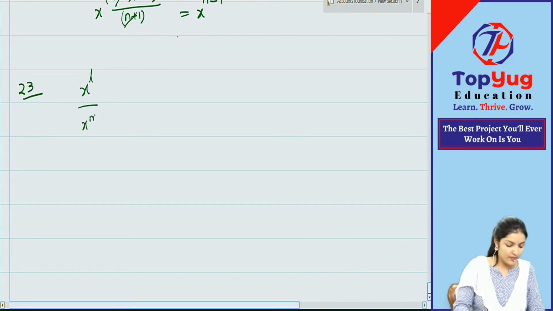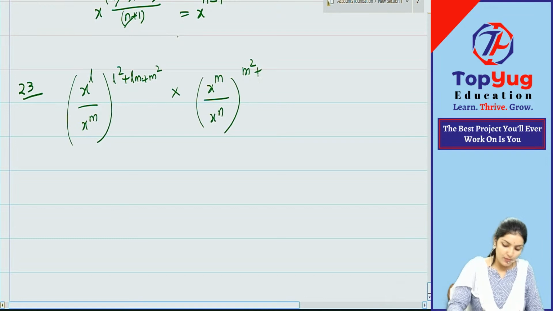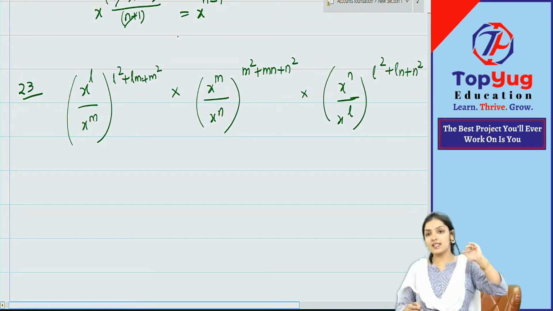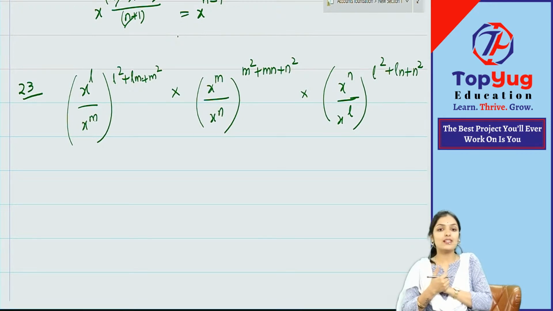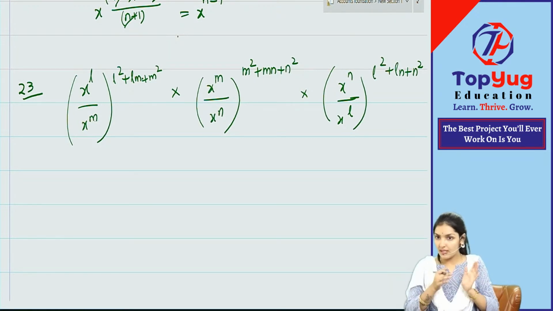x to the power l by x to the power m, to the whole power l square plus lm plus m square, into, again, x to the power m by x to the power n, so it is m square plus mn plus n square, again x to the power n by x to the power l, so l square plus ln plus n square. Guys, you know indices and surds. You also have surds. So indices and surds have n number of problems and formulas. But I won't be giving you all those. That would be an utter waste of time. We know the basics. That's enough for us.